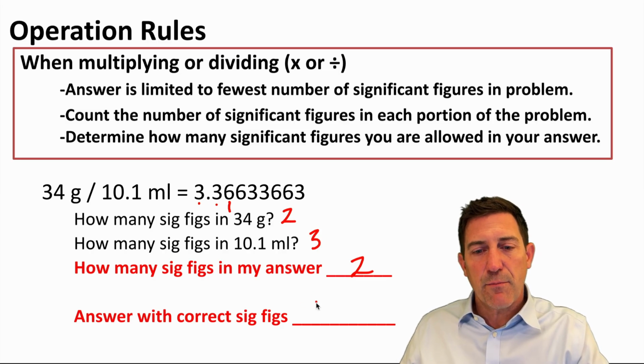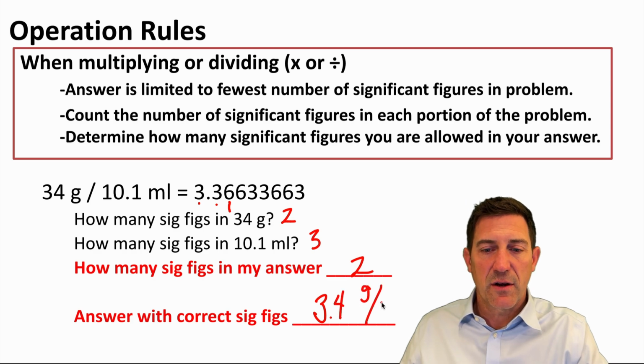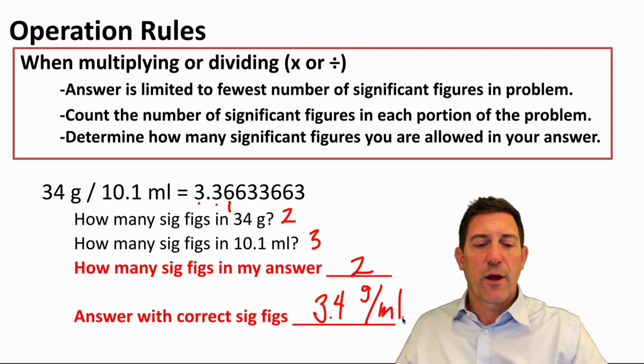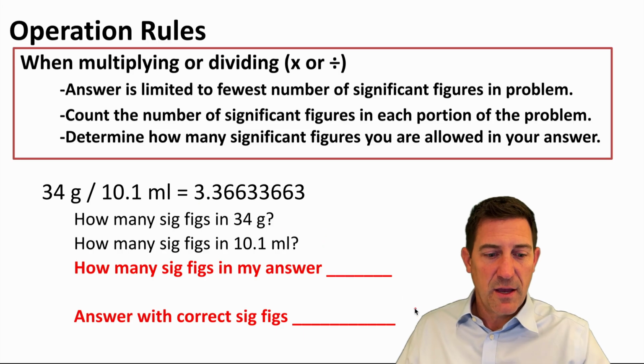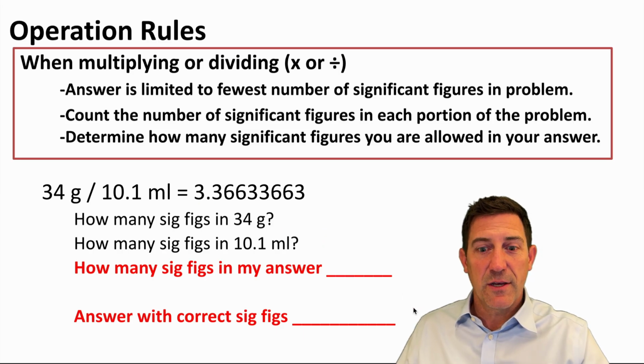So if I round that up, my final answer is going to be 3.4. And of course, if I have the units on there, grams per milliliter, we're not going to spend too much time focusing on the units because we're just trying to learn how to do this for now.